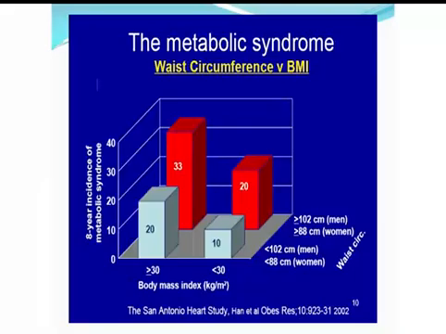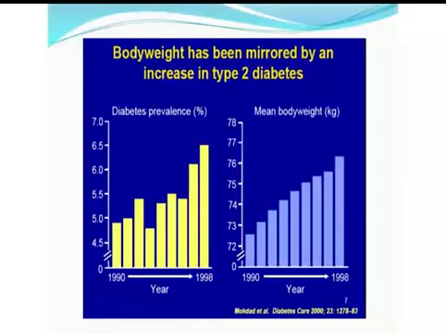The waist circumference versus BMI. This is what I was already saying, that even if the body mass index is less than 30, there is a higher risk of having an increased waist circumference. So start measuring waist circumference in your patients. And body weight has been mirrored by an increase in type 2 diabetes. You can see this is the data from 1990 to 1998. As the body weight kept on increasing, the diabetes prevalence kept on increasing in those populations which were studied.